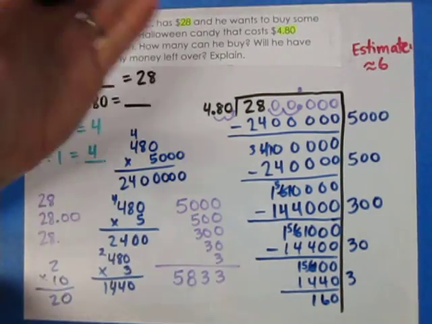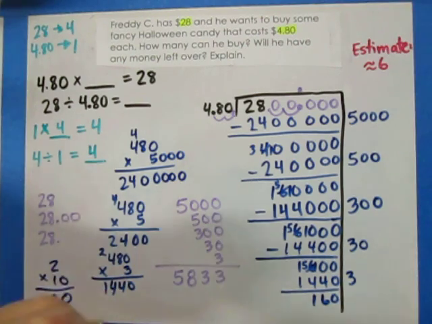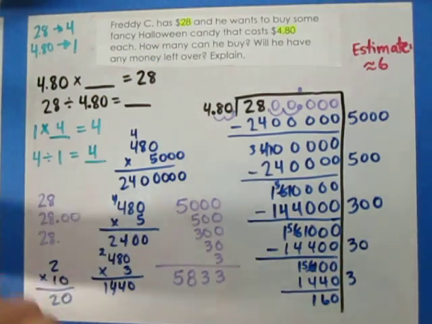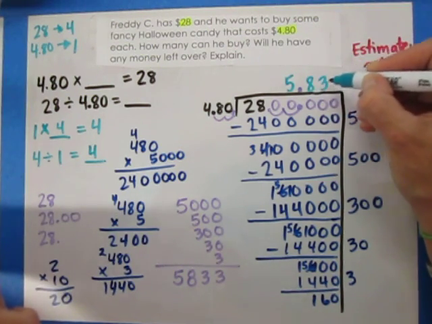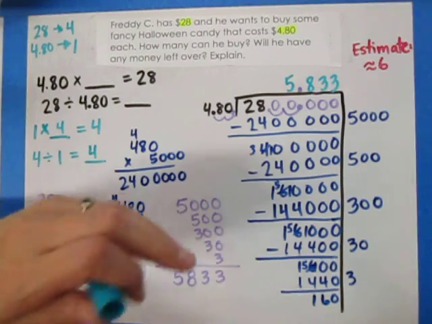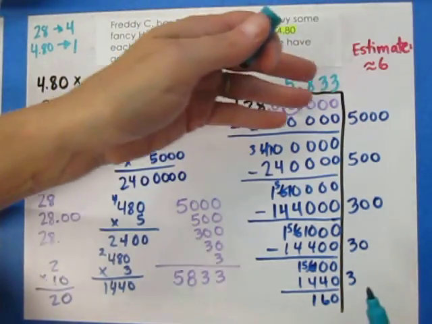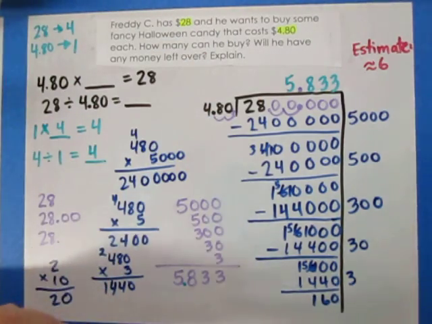Well, if I look at the problem, he has $28 and he wants to buy candy, and each one costs $4.80. He's not going to buy 5,000 candies. Plus, our estimate was 6. So I think my answer is 5.833.